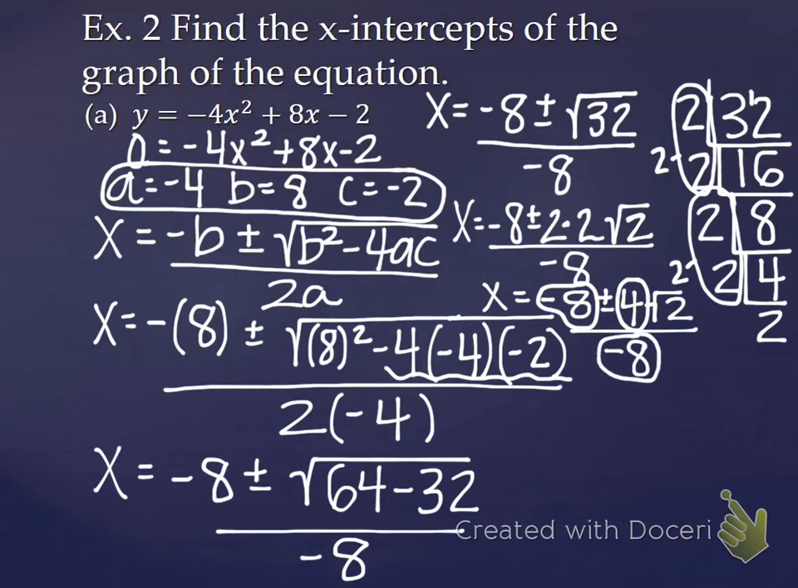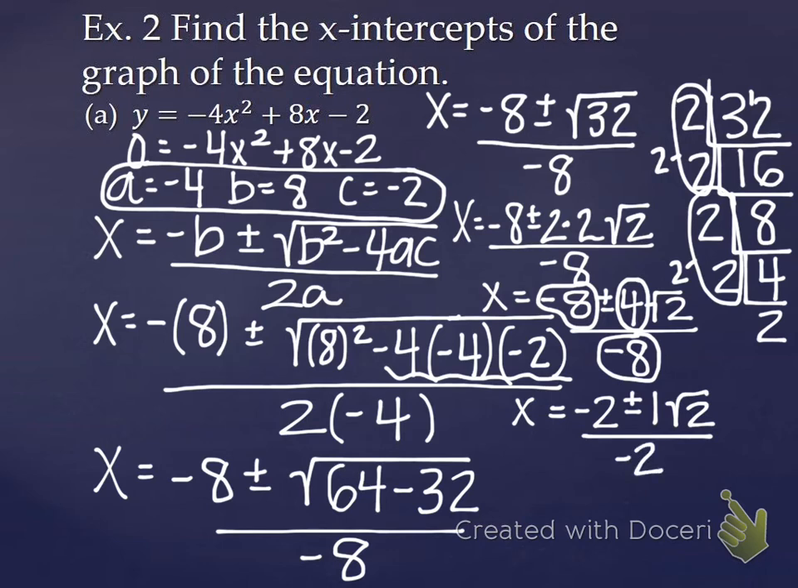Can all 3 pieces be simplified? Then we can simplify this problem. All right, so we have x equals, what goes into negative 8, 4, and negative 8? 4. Very good. So negative 8 divided by 4 is what? Negative 2. Plus or minus, 4 divided by 4 is 1. Bring down the square root of 2. And negative 8 divided by 4 is negative 2 again.